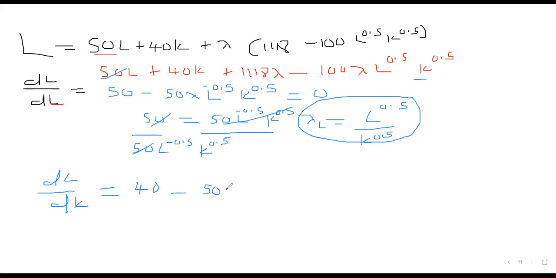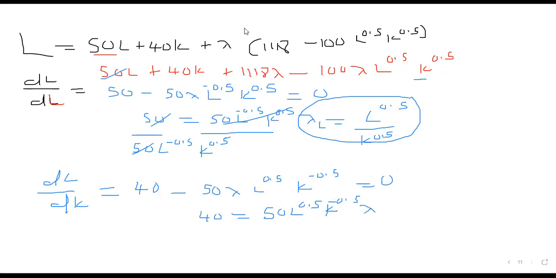Everything else will survive. The lambda will survive. The L^0.5 will survive with the all multiply. But we subtract 1 from that one, so we have K^-0.5. So when we get to 0, we're going to simply have 40 is equal to what? 50 L^0.5, K^-0.5, and our lambda this side.